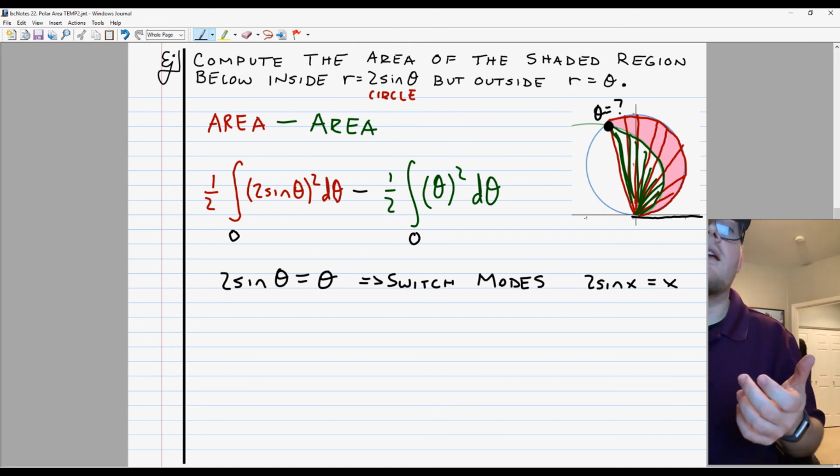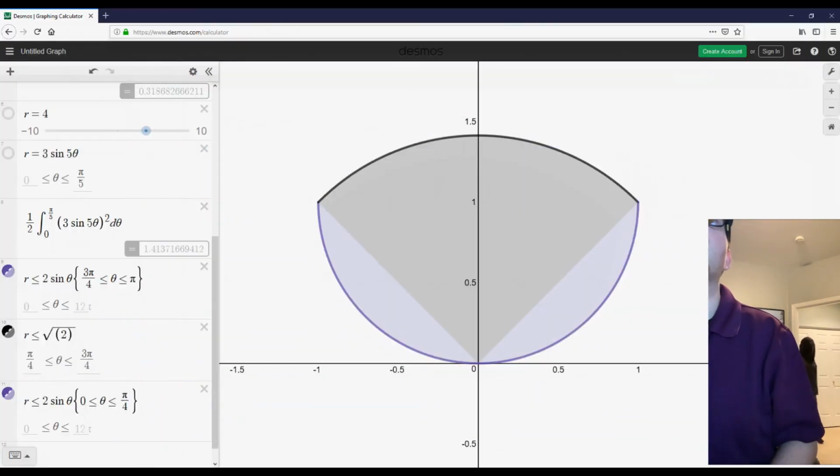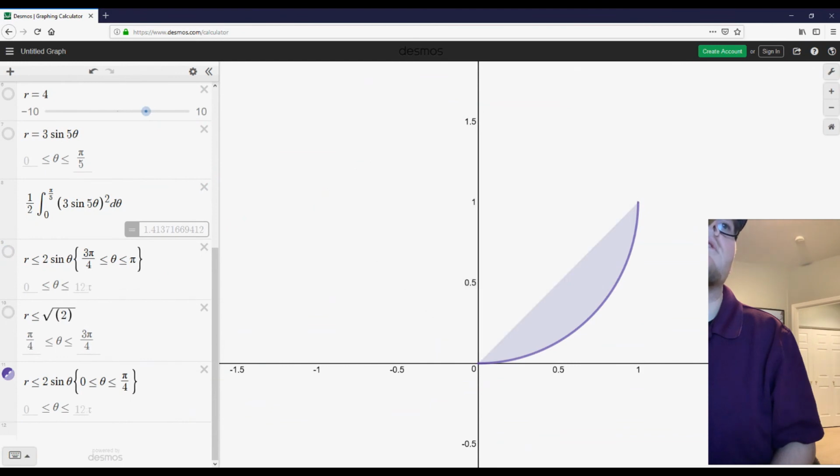So I don't have a graphing calculator handy. It disappeared a while ago, so I'm sure we'll find it eventually. But I can, of course, switch modes on Desmos as well.